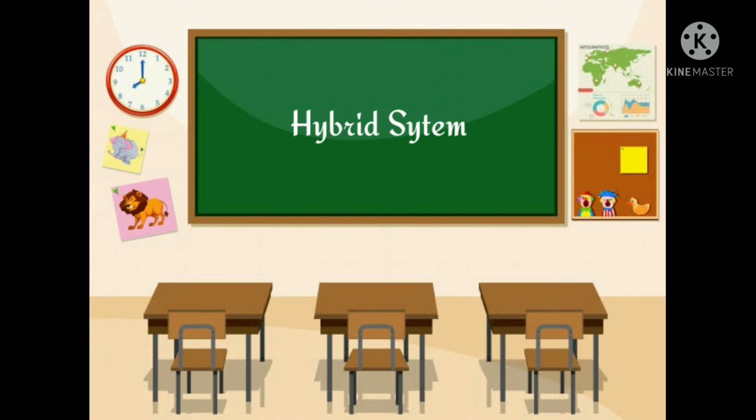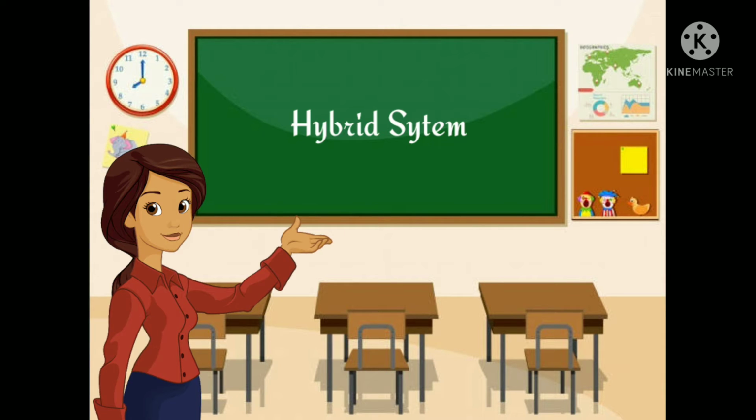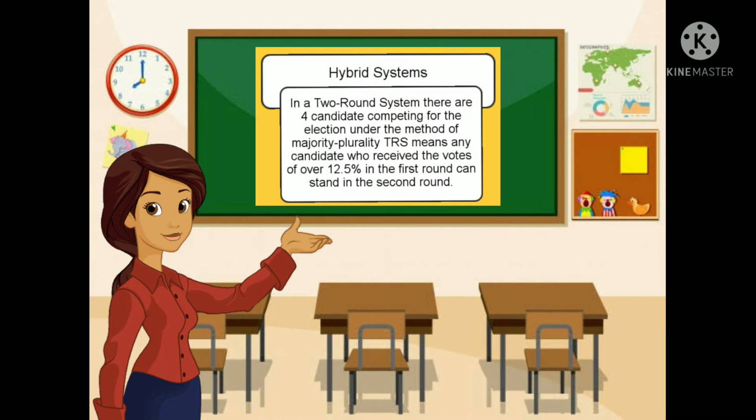Hybrid system. When we talk about hybrid system, this means that you are injecting a certain consideration, like culture or political consideration, into a general system in order to accommodate the situation of the country. As an example, in a two-round system, there are four candidates competing for the election under the method of majority plurality two-round system, meaning that a candidate who received over 12.5% of the votes in the first round can stand in the second round. So how do we apply hybrid system?